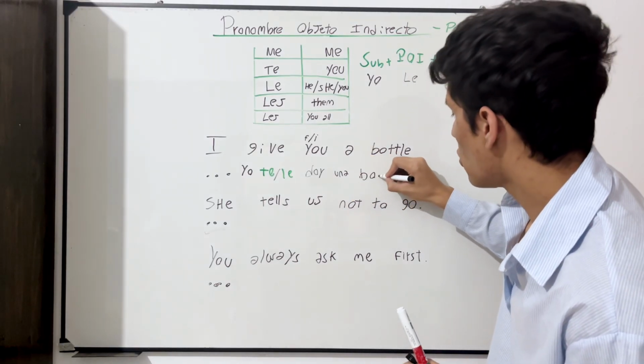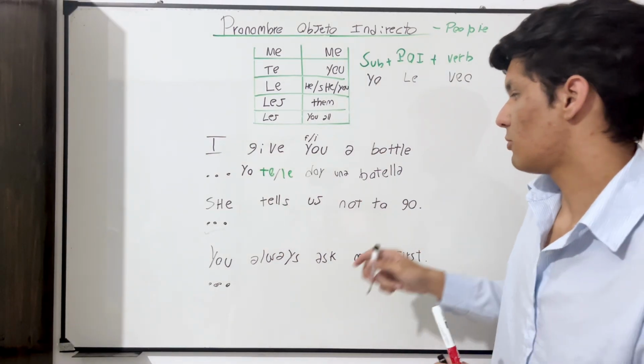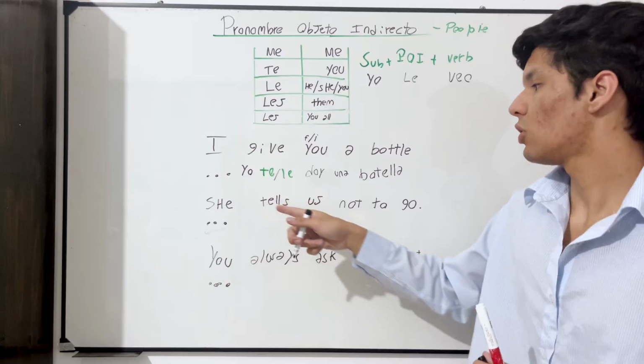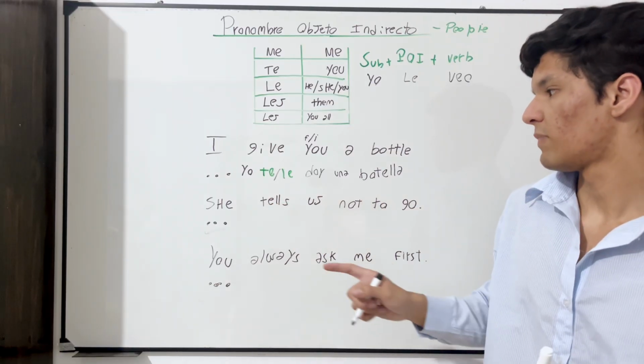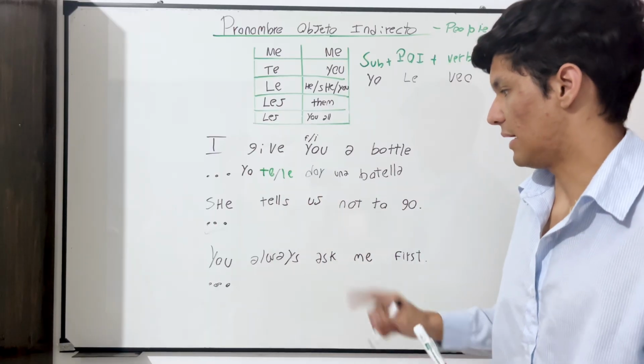Yo te doy una botella. Okay? Yo te doy una botella, the casual way, or yo le doy una botella. That means I give you formally a bottle, okay? In a formal way, le.